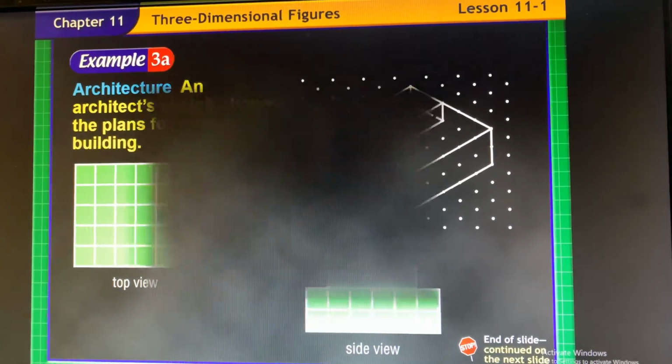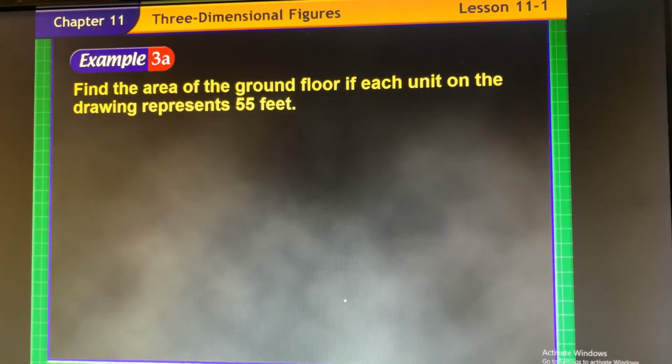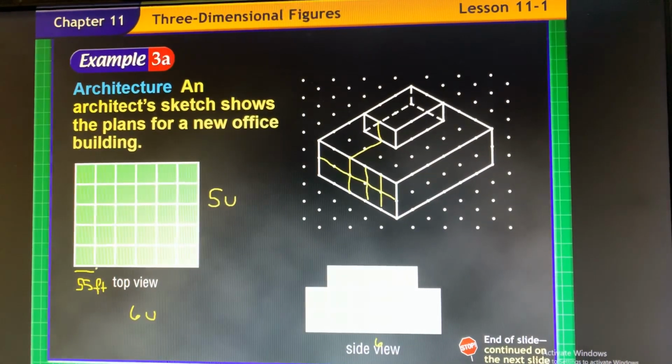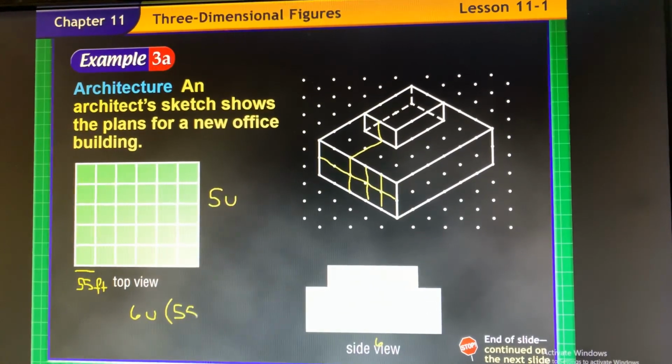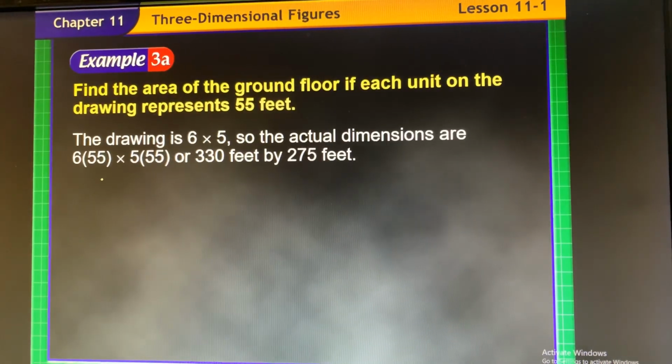If you look at this, I think what some of you would have done is 6 times 5 times 55, but you can't do that. You have to remember that each unit is 55. So it's 6 times 55, and 5 times 55. Then you put them together. So it looks like this: 330 feet by 275 feet. So that's the actual dimensions.